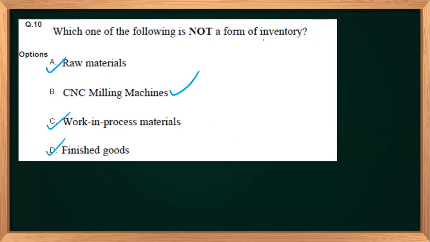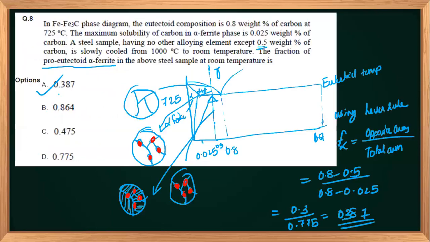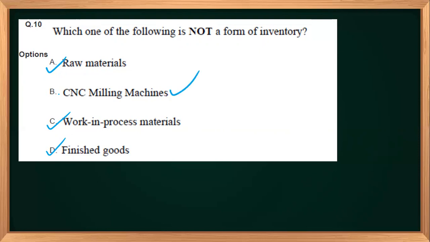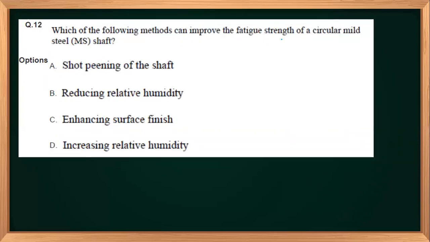I think it's a multiple selection question. I only have the questions, so I don't know whether it's multiple choice or multiple selection, so please pardon me for that. But I am quite sure this is a multiple selection question, because there are plenty of answers, right? The answer will be B. It's asking which is not an inventory form. Okay, now.